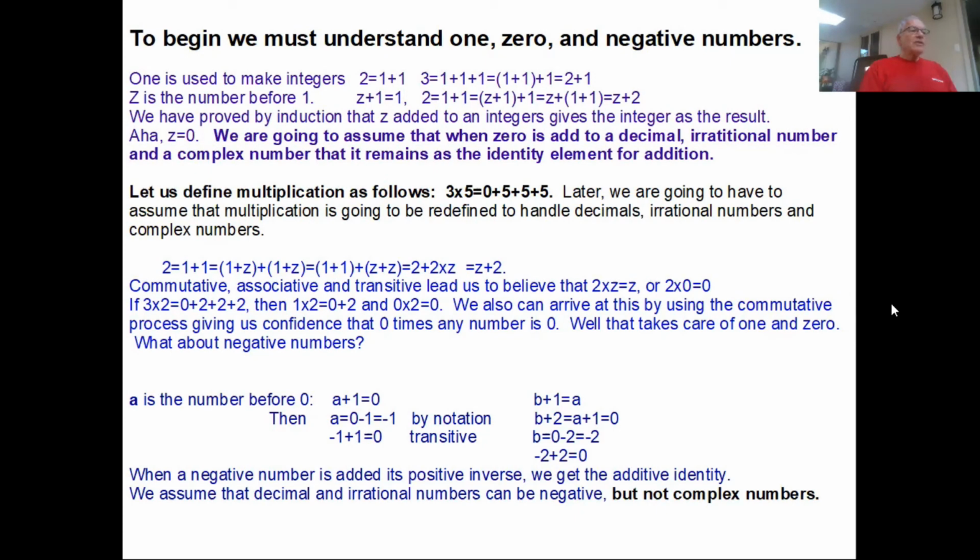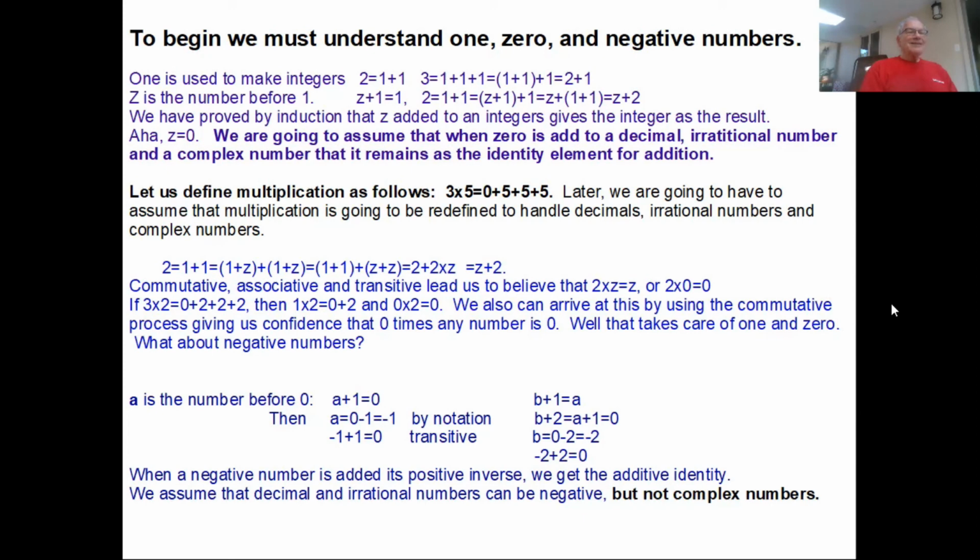Now, I take 2, which is equal to 1 plus 1. I substitute for one of those 1's, z plus 1, use my associative property, and I get that 2 is equal to z plus 2. No change, just as it was for 1. And so we have by induction that z added to any integer will give us the integer as a result.